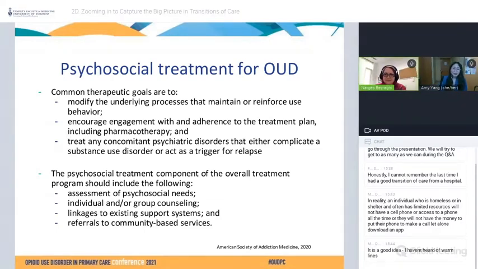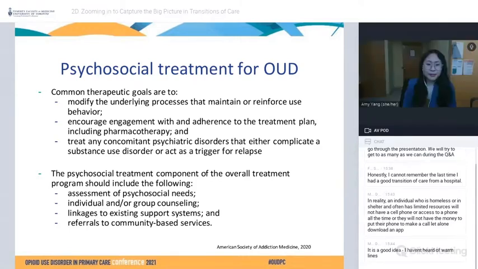So the common therapeutic goal of the psychosocial treatments is to modify the underlying process that maintains or reinforces use behavior, to encourage engagement with and adherence to the treatment plan, and to treat any concurrent psychiatric disorder that may either complicate a substance use disorder or act as a trigger for relapse. The psychosocial treatment component should include the following: assessment of psychosocial needs, counseling, linkage to existing support systems, and referral to community-based services.